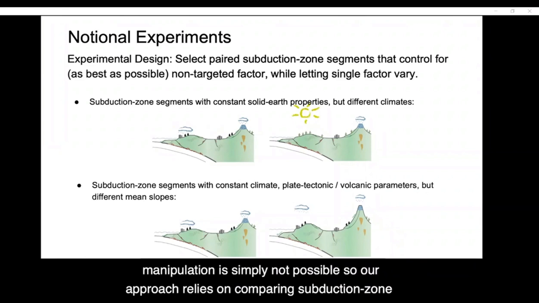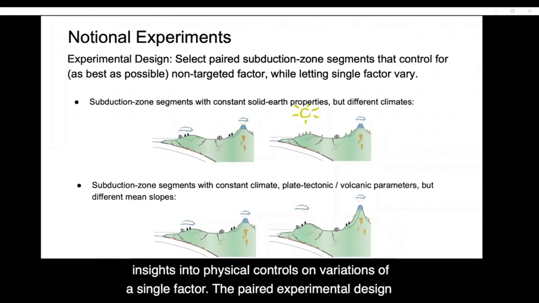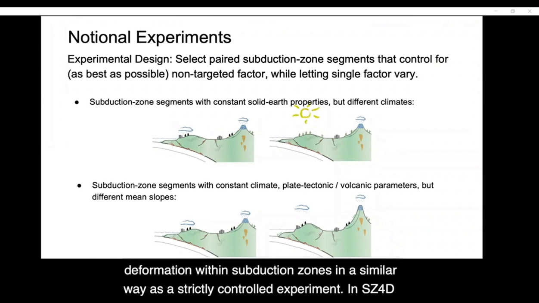So our approach relies on comparing subduction zone segments where many of the relevant factors are known, such that cross-comparison may yield insights into physical controls on variations of a single factor. The paired experimental design may be used to falsify quantitative models of geomorphic transport, energy budget, and fore-arc deformation within subduction zones in a similar way as a strictly controlled experiment might.